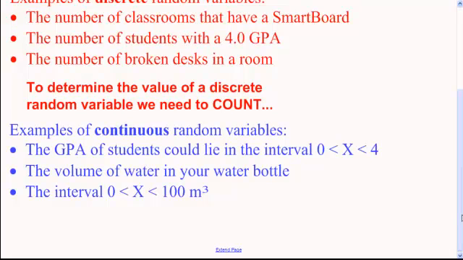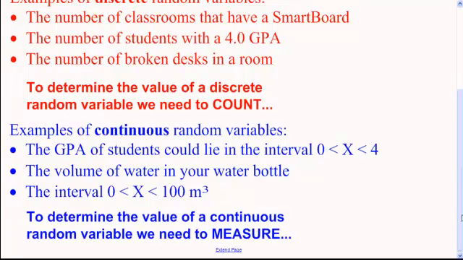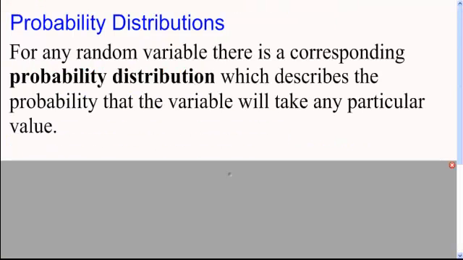Compared to if you have a continuous random variable, you're looking at the GPA of students. The GPA is not a 0, a 1, a 2, a 3, or 4. It's a 3.65, etc. The volume of water in your water bottle, and then just looking at some lengths and things like that. To figure those out, you have to physically measure. There has to be some kind of measurement that takes place to determine what its value is. So we are going to look at specifically discrete random variables.